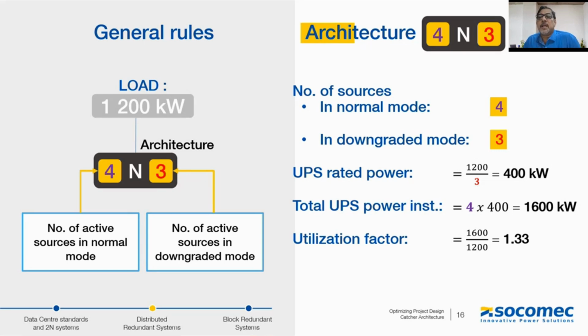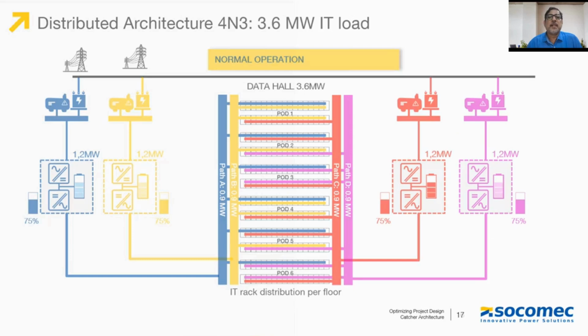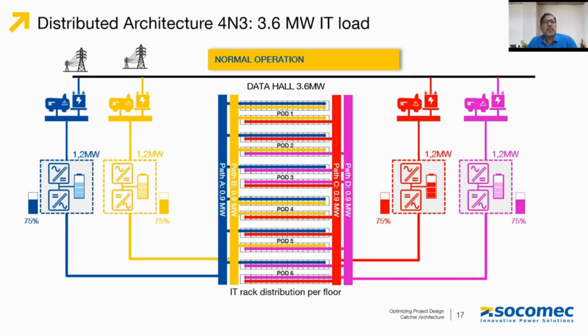At a first level of comparison with the earlier 2N, you can see that this is a sizable reduction in the installed capacity of the UPS while managing the same connected load of 1200 kilowatts. Typically, this is how the schematic layout of the 4N3 architecture will look for our same 3.6 megawatt example.